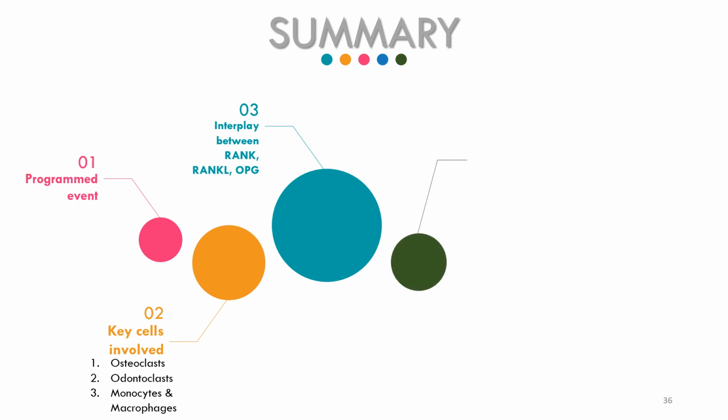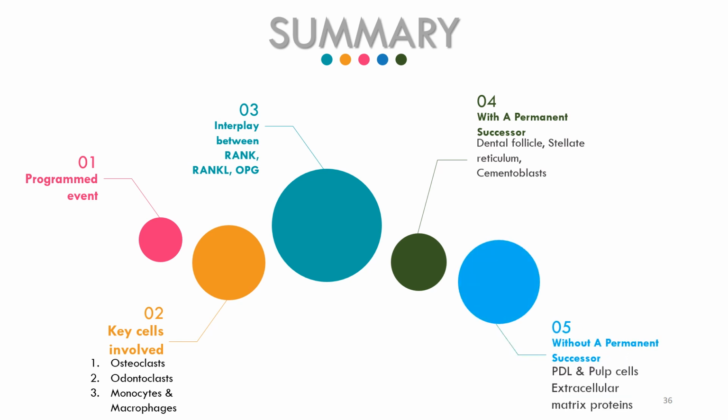The fourth point is that in case of primary teeth with a permanent successor, the structures which play an important role are the dental follicle, stellate reticulum, and the cementoblasts. While in primary teeth without a permanent successor, the PDL and pulp cells of the primary teeth as well as the extracellular matrix proteins play an important role. The final and the most important point to remember is that the pressure from the erupting permanent tooth just has a contributory role and it is not a prerequisite for the resorption process to occur.